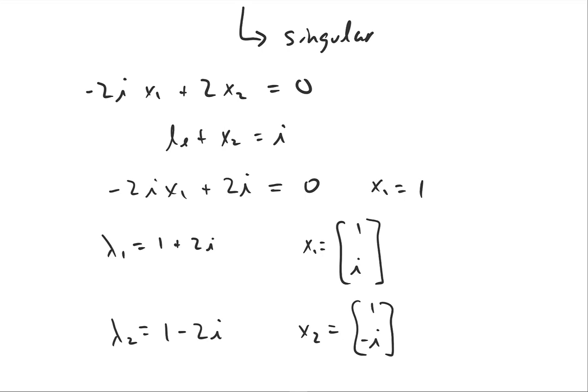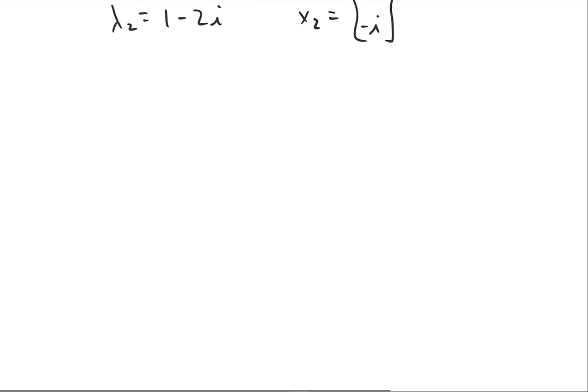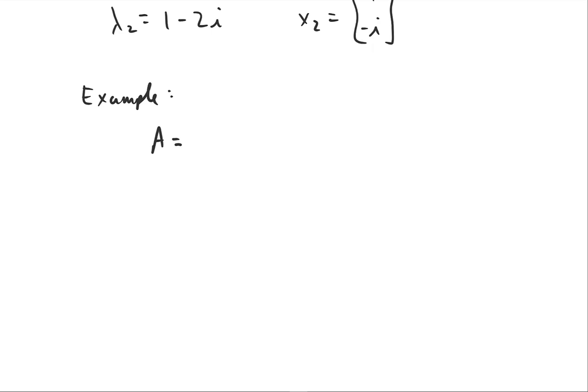Okay, so that's the second thing that can happen with a 2x2. The first one was two real distinct eigenvalues. The second case that we've looked at is a complex conjugate pair of eigenvalues. Let's look at a third case. So let's take an A matrix, 4 minus 2, 8 minus 4, and we're going to do the same thing. We're going to find the eigenvalues and the eigenvectors. And this is going to be a bit of a special case in a couple different ways.